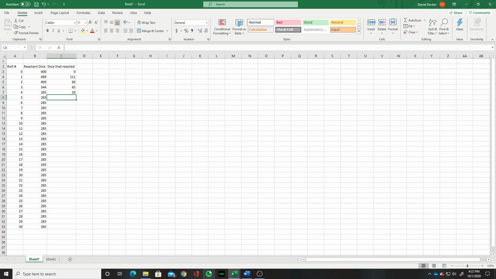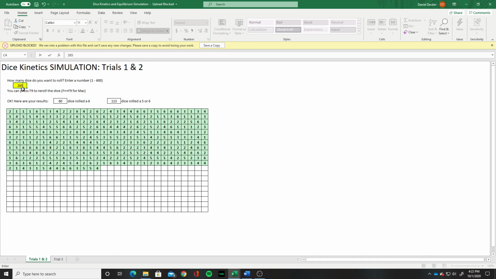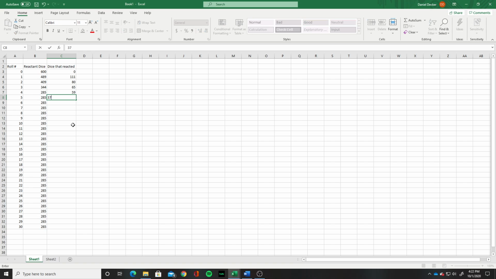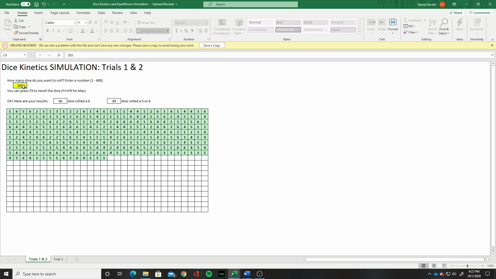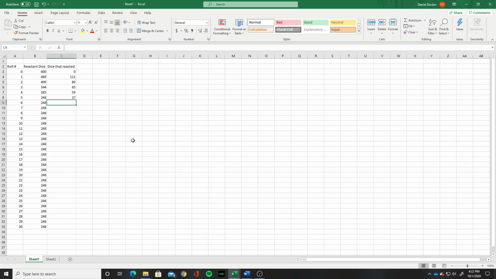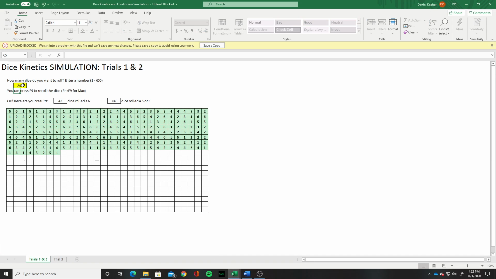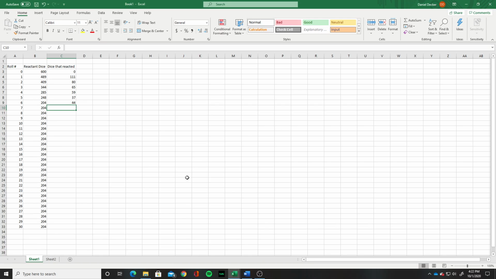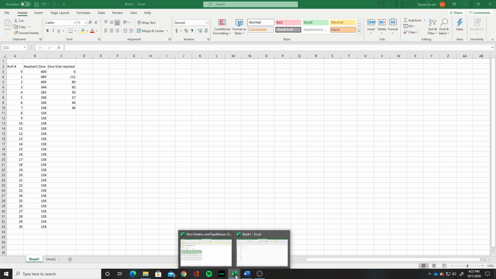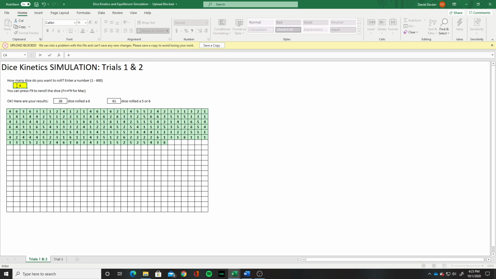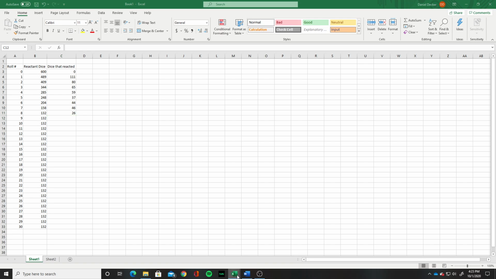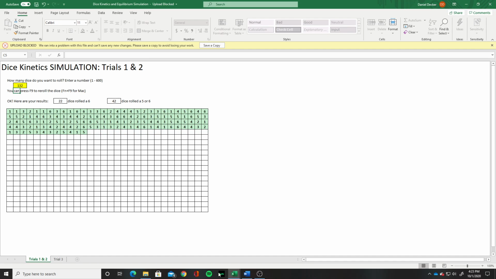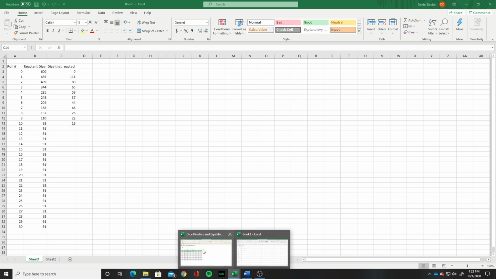So 59, so I have 285 left. 37 react. So I have 248 left. 44 react. So I have 204, 46, so I have 158, 26, 132, 22, 110, 19, and I think I'll call it here.